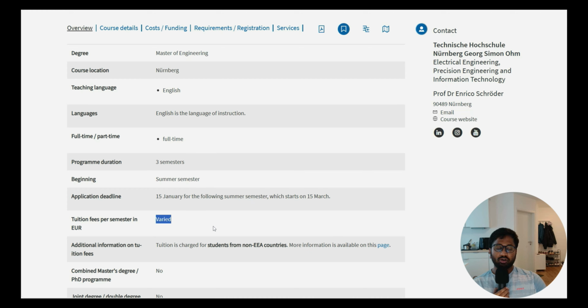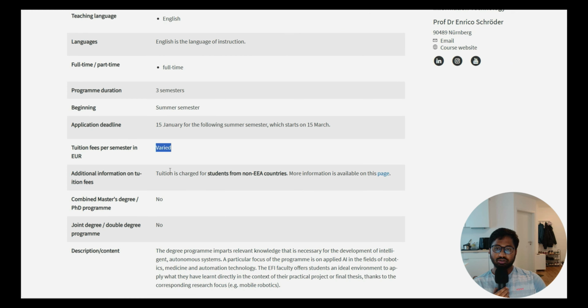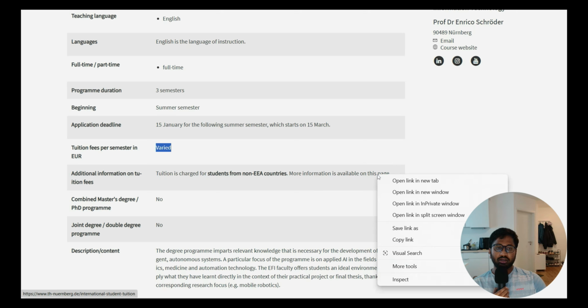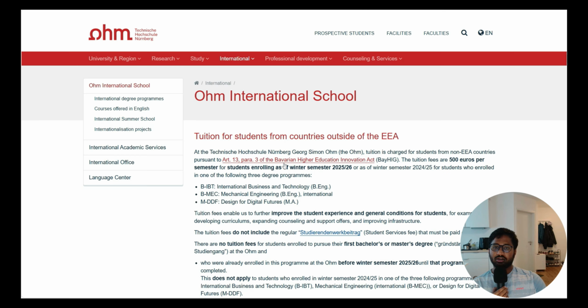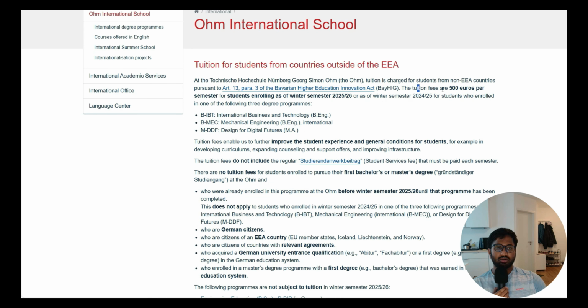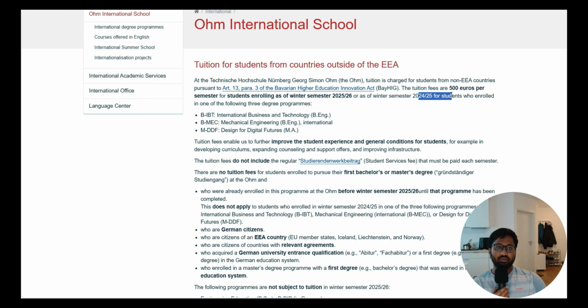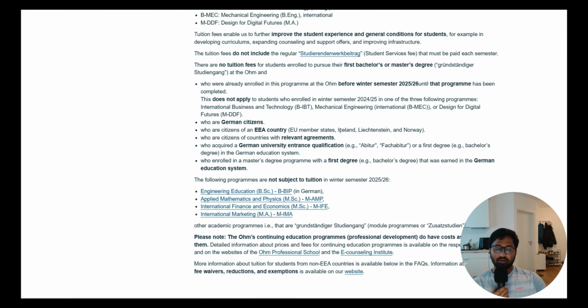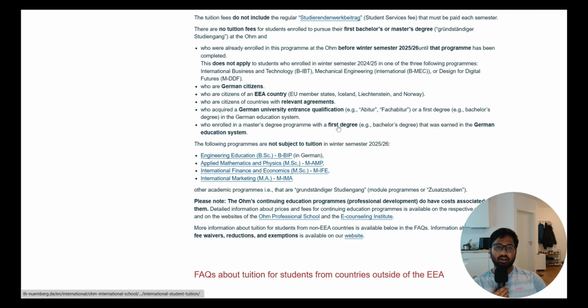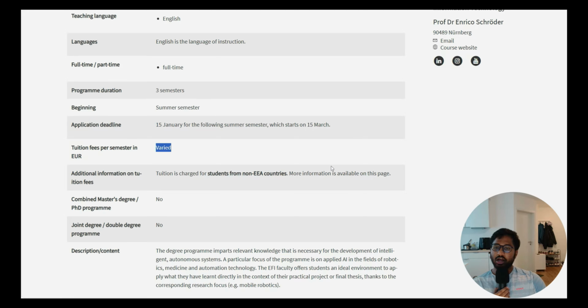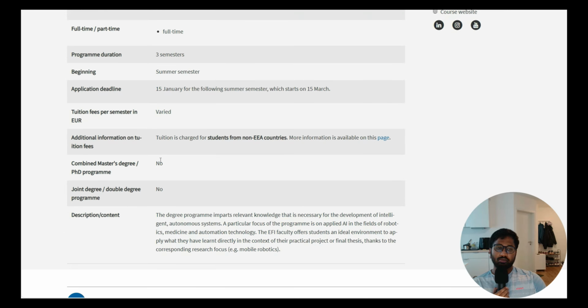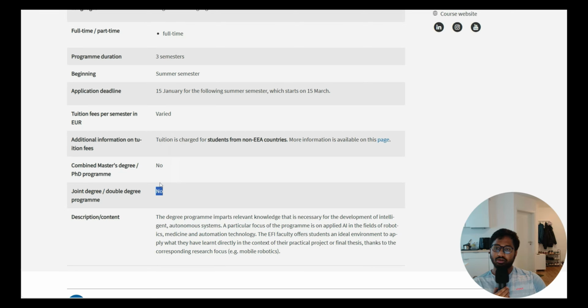Usually for non-EU applicants, there are tuition fees. You can check the tuition fees charged for non-EU applicants on this page. I think it would be around 500 euros. Yes, the tuition fees are 500 euros per semester for students enrolling for winter semester 2025-2026 or winter semester 2024-2025, in one of the following degree programs. If it varies from 500, they will let you know once you get an admission. A combined degree program is not possible. A joint degree program is also not possible.